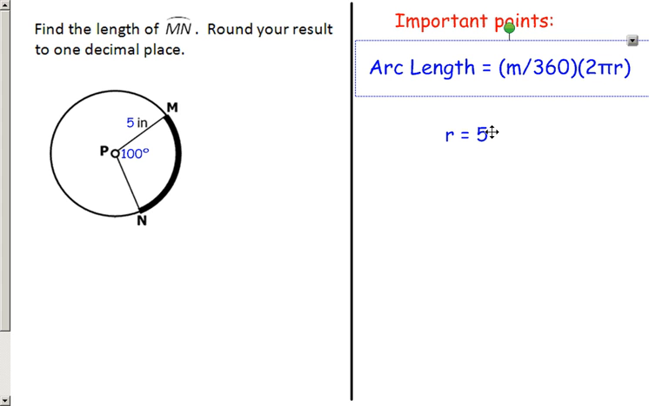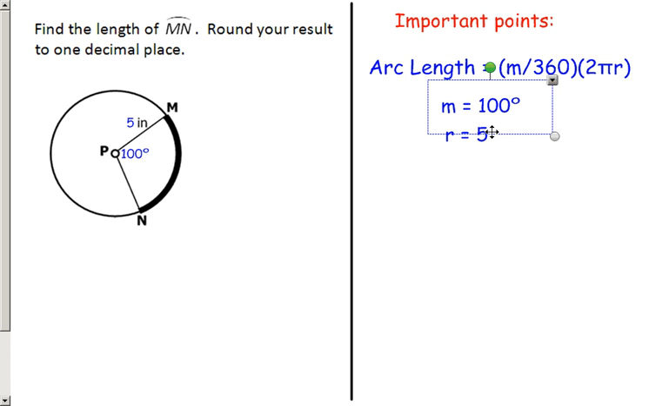What you want to remember is that the arc length formula is the measure of the arc over 360 times the circumference, 2 pi r. The measure of the arc in this case is 100. The radius in this case is 5. So it's simply plugging it into the formula. So it's going to be 100 over 360 times 2 pi times 5. And that's going to tell you the length of the arc.